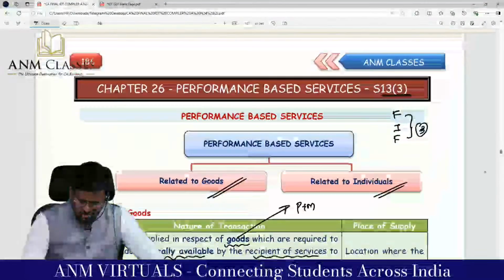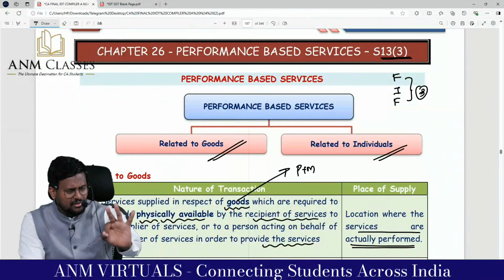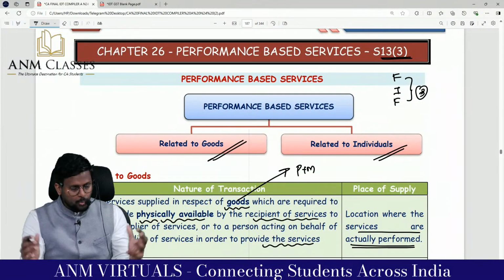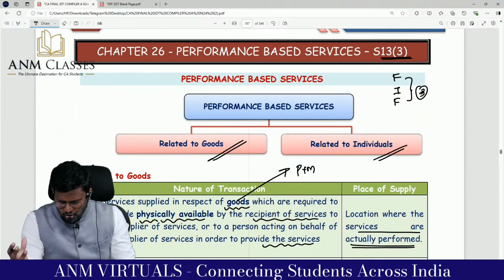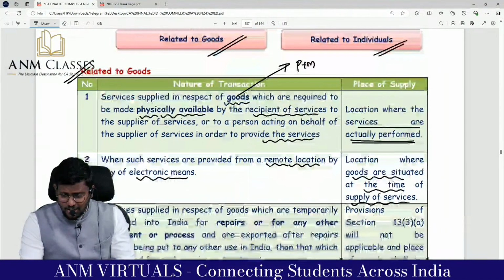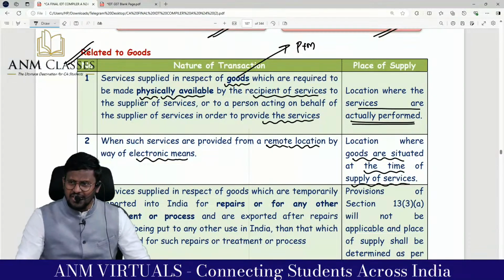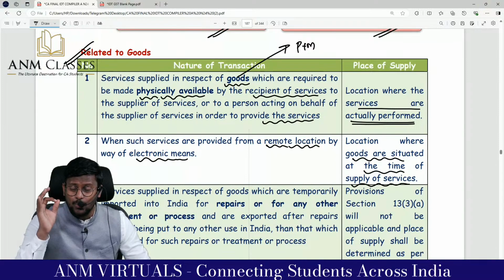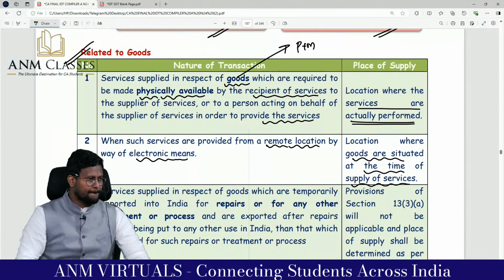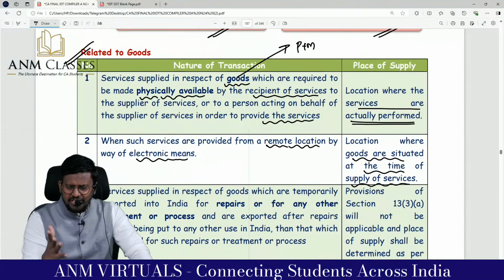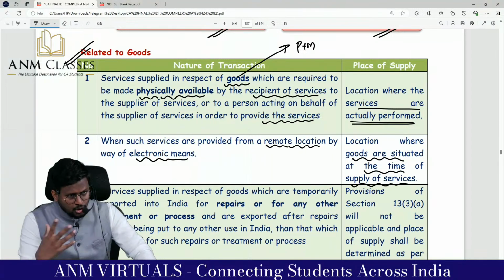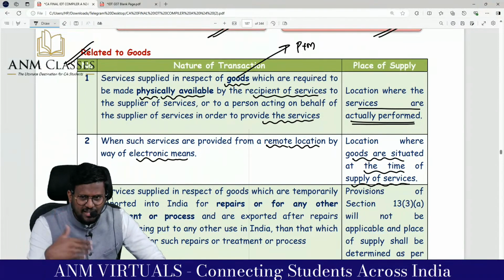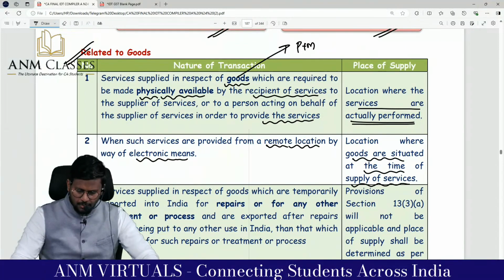So we are talking about section 13(3). All the 3 levels try to perform. That's what performance based services is all about. Classified in how many categories? Related to goods, related to individuals. Related to goods, number 1, where the physical presence of goods is mandatory, place of supply is the place where the service has been actually performed. Number 2, where the physical presence of the goods is not mandatory, then place of supply is the location of the goods at the time of providing the service.